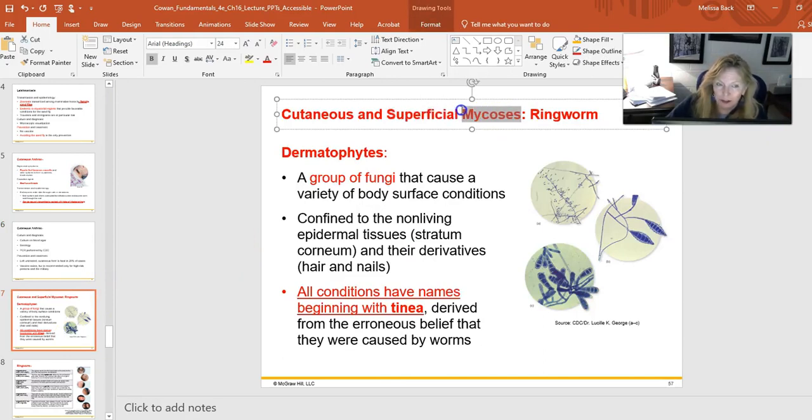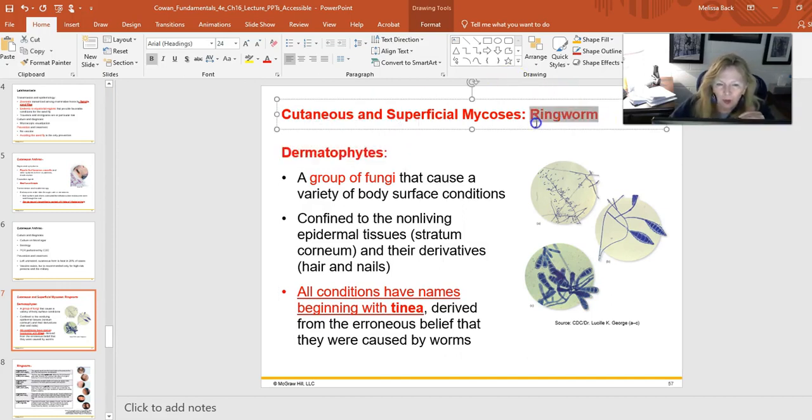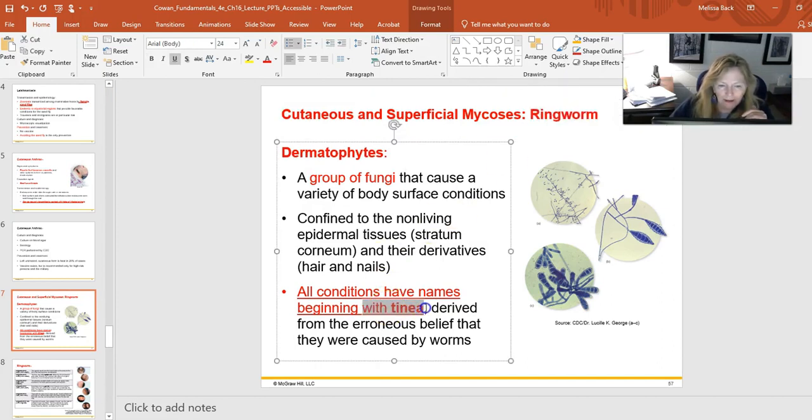Now, mycosis, which we know means fungal infections. When we think about the fungal infections of the skin, these are caused from dermatophytes. There's a group of fungi that collectively are referred to as dermatophytes. Ringworm is one of the more common situations that we see. All of these infections that are caused from fungi, and you can see some microscopic slides of the fungi, the disease characteristic starts with the term tinea.